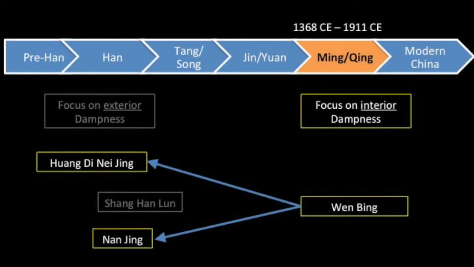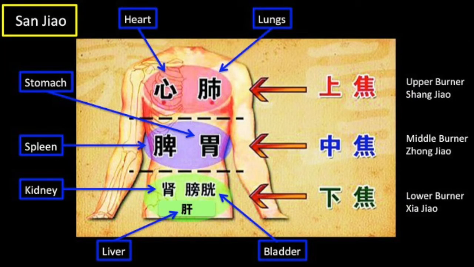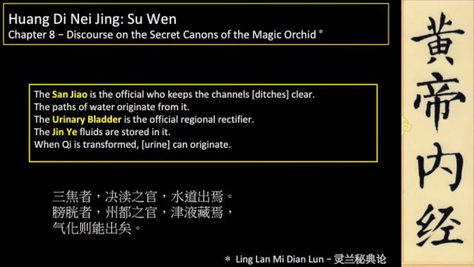As I mentioned before, the Ming and Qing dynasties were marked by diseases associated with economic comfort. The Wen Bing school of medicine frequently referenced aspects of the Sanjiao or triple burner theory in its treatments for dampness and phlegm. Although jiao means a burner, the concept is intimately connected with the transportation of water. A better way to consider it is as 3 cauldrons of water that are interconnected. The Sanjiao is defined in the Huangdi Neijing as the official who keeps the channels clear. The paths of water originate in it.